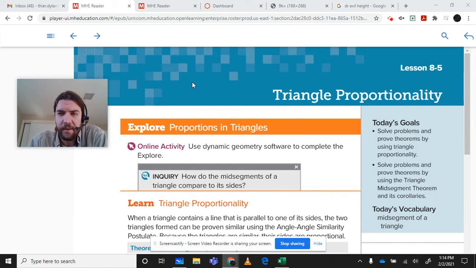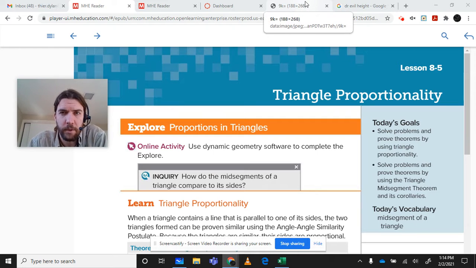Hello, everybody, and welcome to Lesson 8.5. Today we're going to be talking about an idea called triangle proportionality. Now, proportionality is an idea that I think is best summarized by just looking at something that's proportional rather than talking about what it means too much at first. So let's take a look at something.